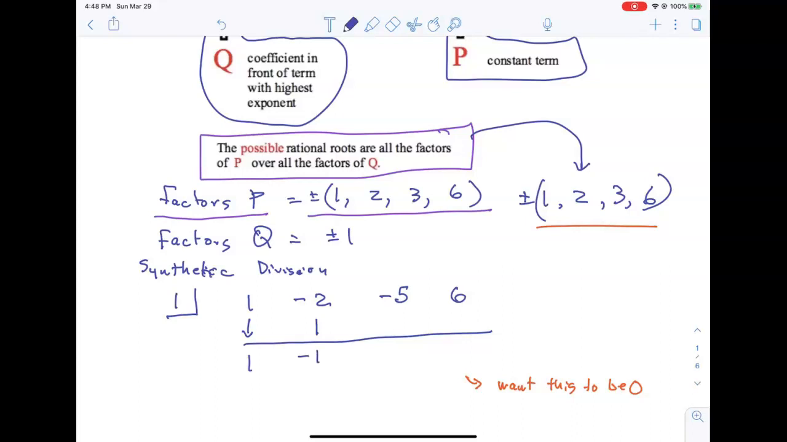Do it all over again. 1 times -1, -1. Ooh, add these two, -6. 1 times -6 is -6. I got 0. Yes. All right. So one of my x-intercepts is 1.